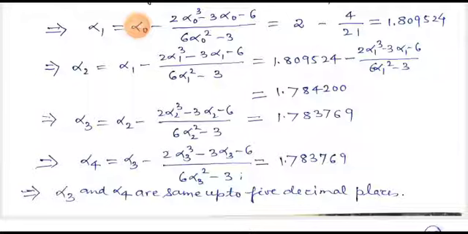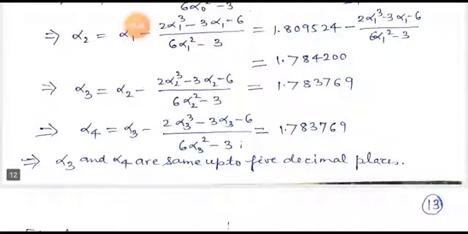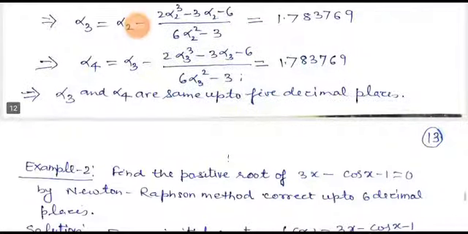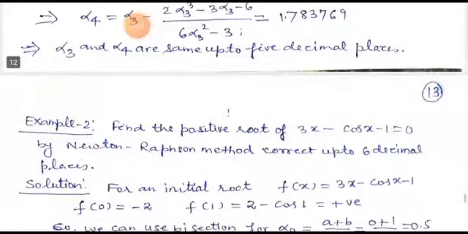So we have near about the solution. Here alpha 3 and alpha 4 are the same up to the 5th decimal place. So this is the root of this equation. This is the final solution of the procedure of the Newton-Raphson method. You can easily solve any problem with this procedure.